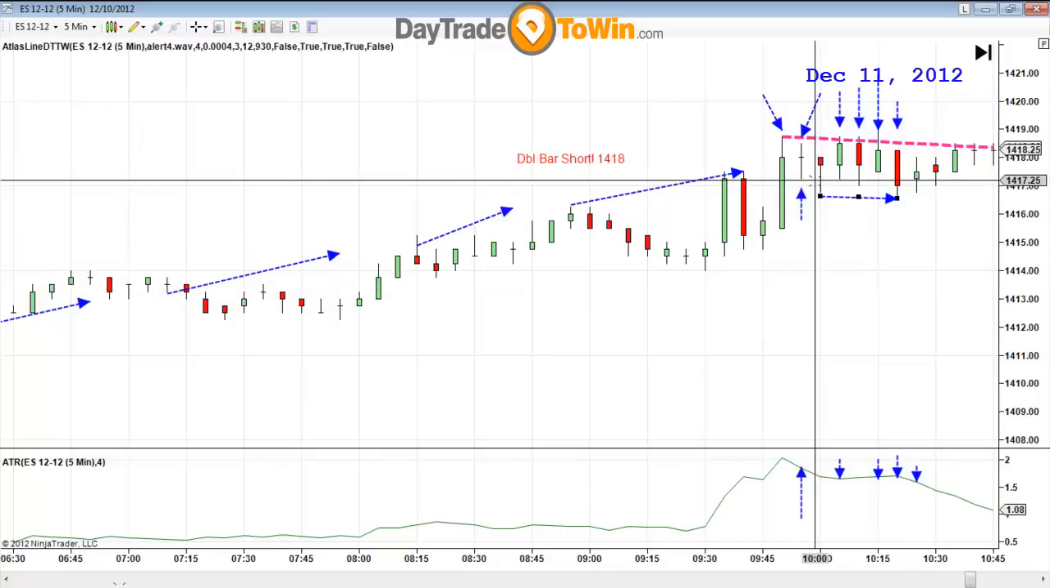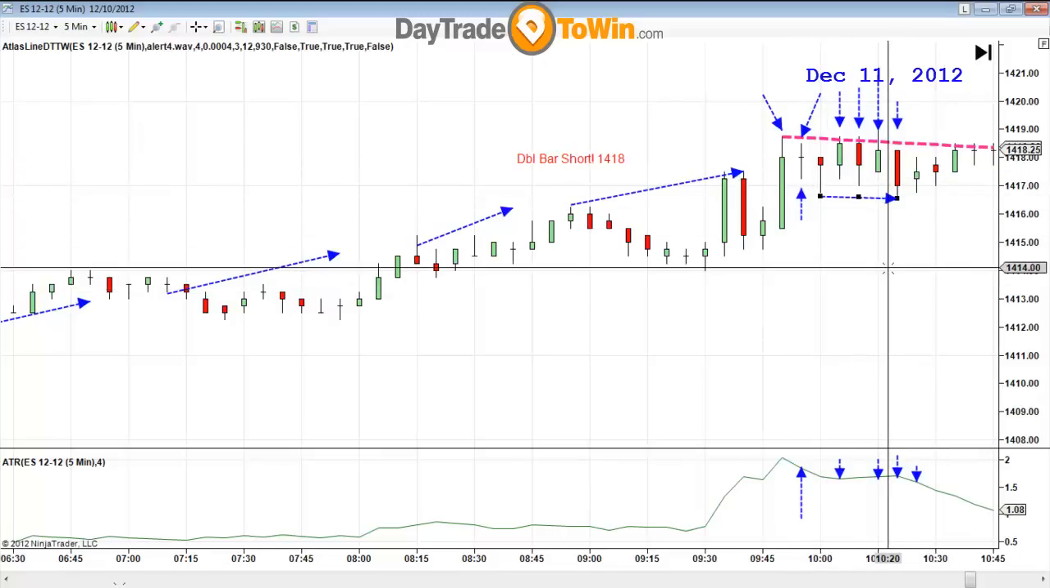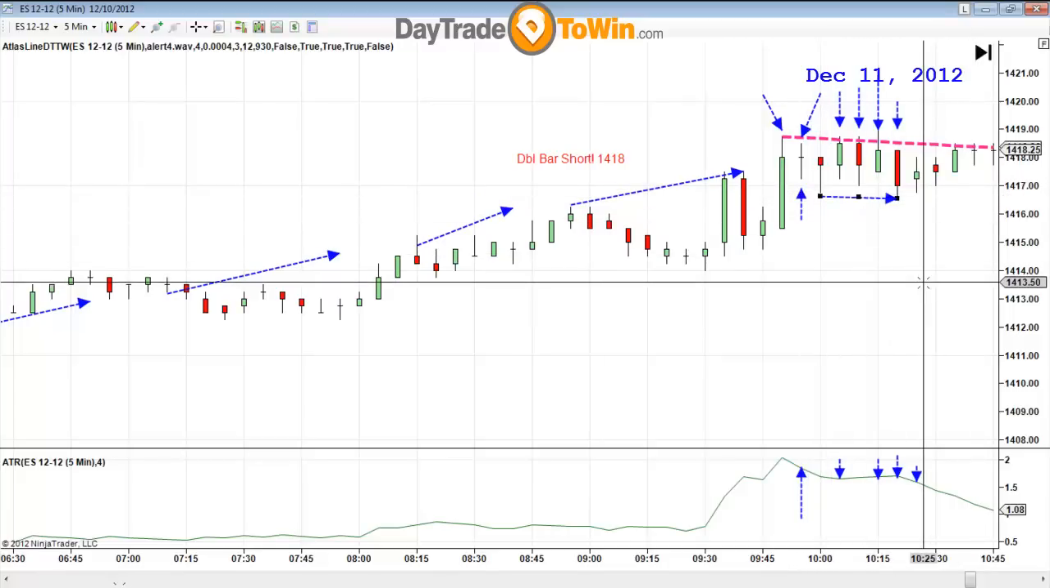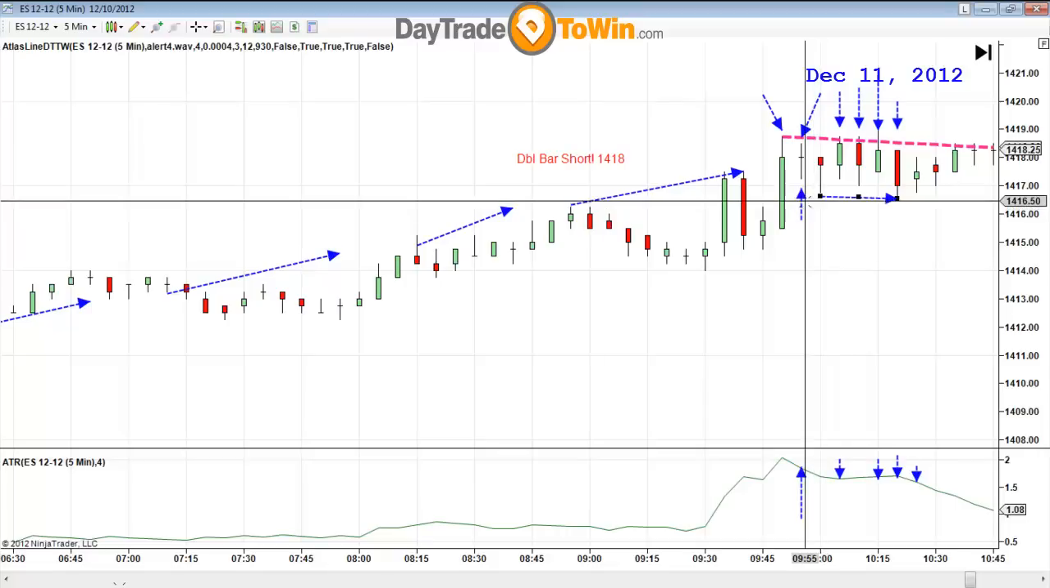Now remember, this is 20, 25 minutes, so we're not looking at 1 minute bars here. We're looking at a total span of 20 or 30 minutes. It's a lot of time, and it could definitely make or break a trade.